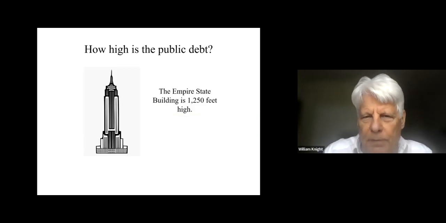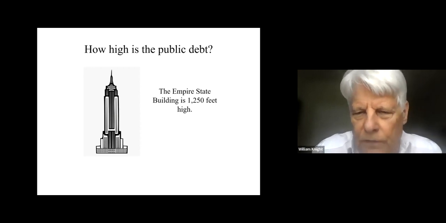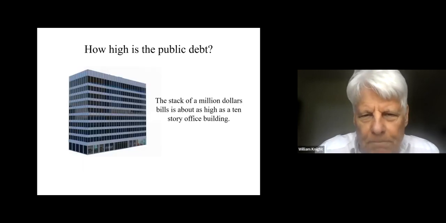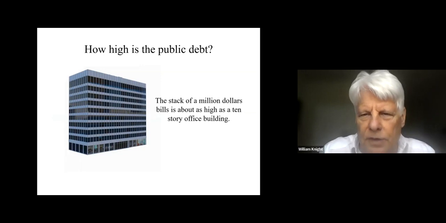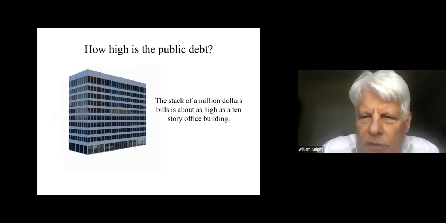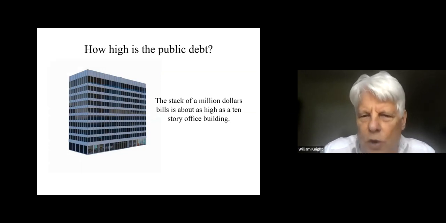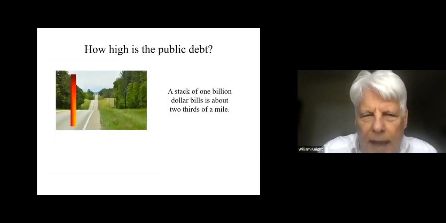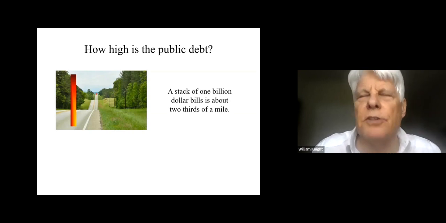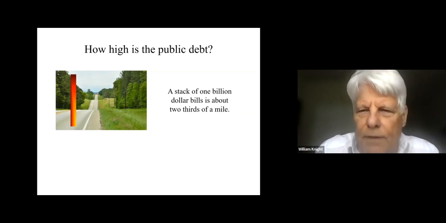Now, the Empire State Building is 1,250 feet high. The stack of $1 million is going to be about as high as a 10-story office building. A stack of $1 billion, I don't know why I showed you the Empire State Building. A stack of $1 billion is going to be about 2/3 of a mile high.